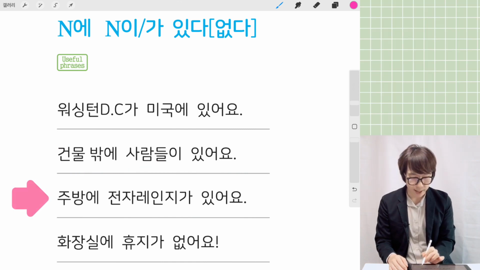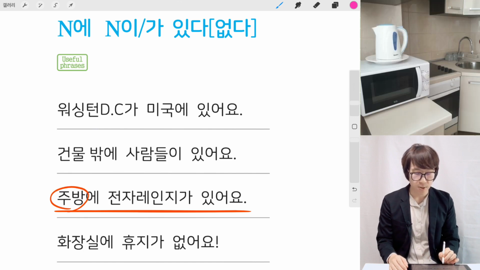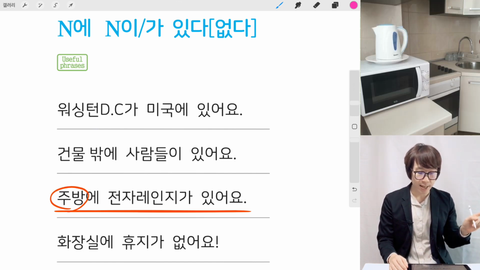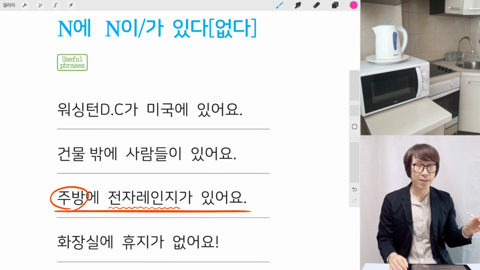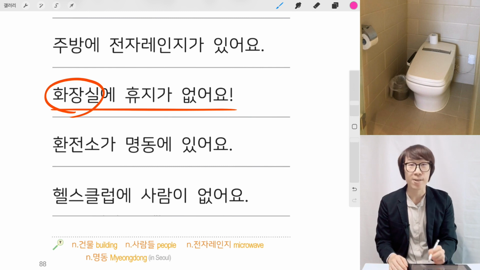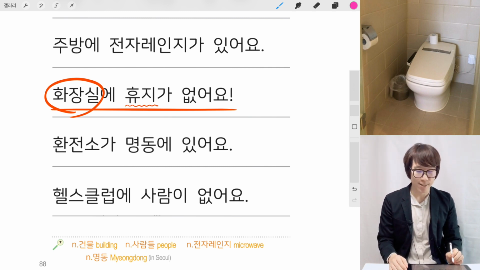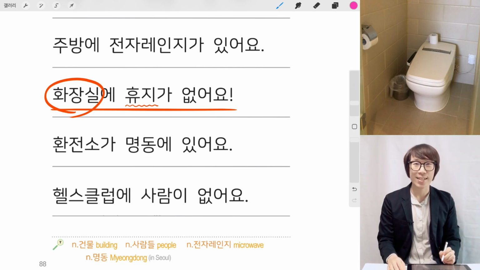Next sentence, 주방에 전자레인지가 있어요. 주방 is a kitchen, and 전자레인지 is a microwave. So there is a microwave in the kitchen. Next sentence, 화장실에 휴지가 없어요. 화장실 is a toilet, and 휴지 is toilet paper or tissue. So there is no tissue in the toilet.